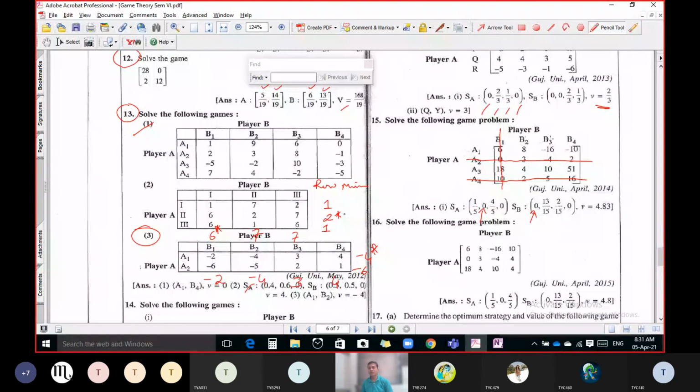Now compare B2 with B3. Which one is better? For the first one, B3, and for the second one, B2. So we are not able to remove anyone. Now compare B2 or B4? Here B4, 8 for B4 and here minus 10. So B4 is better.